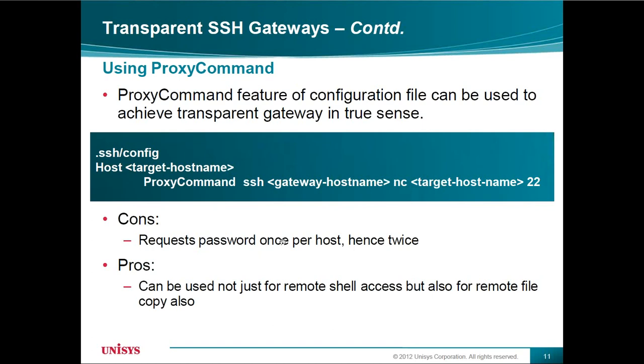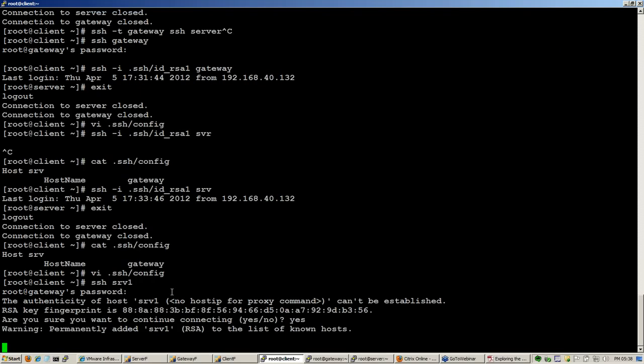I'm not able to use keys with it, and the advantage is that it can be used not just for remote shell but also for remote file copy. I mean, even SCP would work. It's still taking time. This is one more disadvantage that I could have added: it's a bit slow because of that NC. So it will eventually come there. Since I've given SRV, it has asked me for gateway's password, and from there it will take me to server.